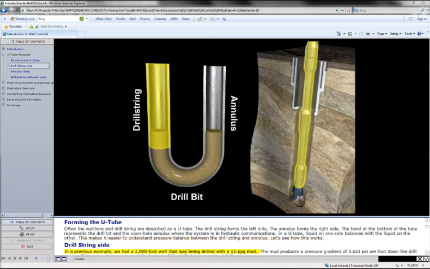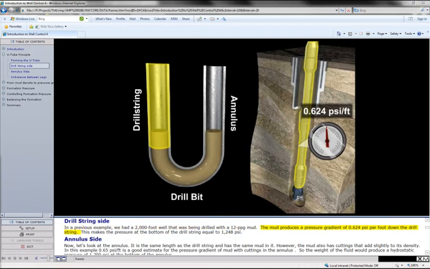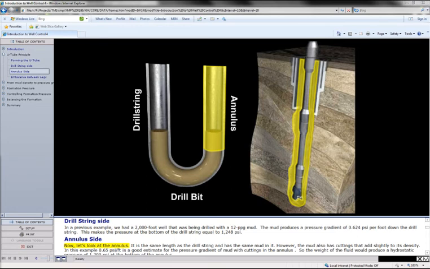In a previous example, we had a 2,000-foot well that was being drilled with a 12 ppg mud. The mud produces a pressure gradient of 0.624 psi per foot down the drill string. This makes the pressure at the bottom of the drill string equal to 1,248 psi. Now, let's look at the annulus.